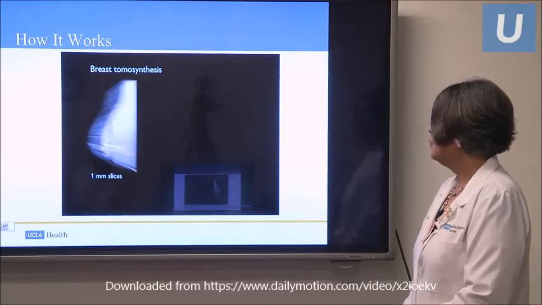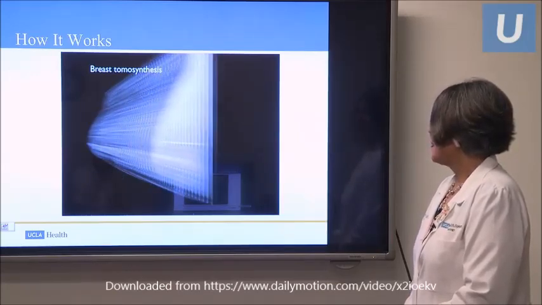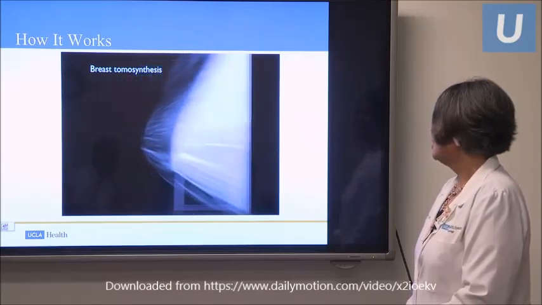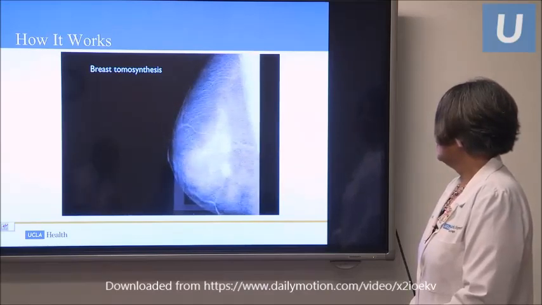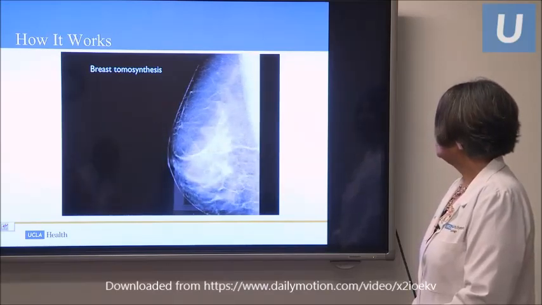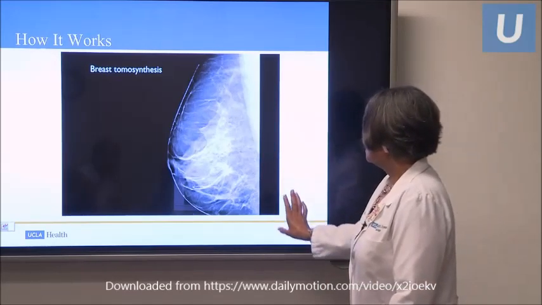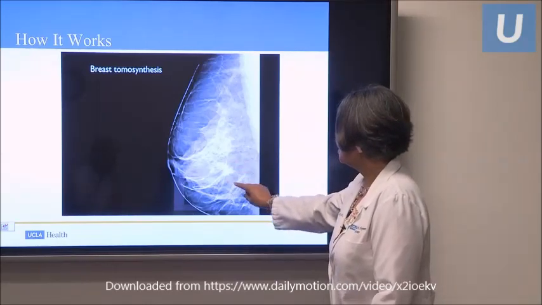And it is now reformatting the 1 millimeter slices. It's coming in. And then the images get slowly reformatted, and it gets into a 2-dimensional image. And here it gets enhanced. There is an irregular mass here, which is a breast cancer.